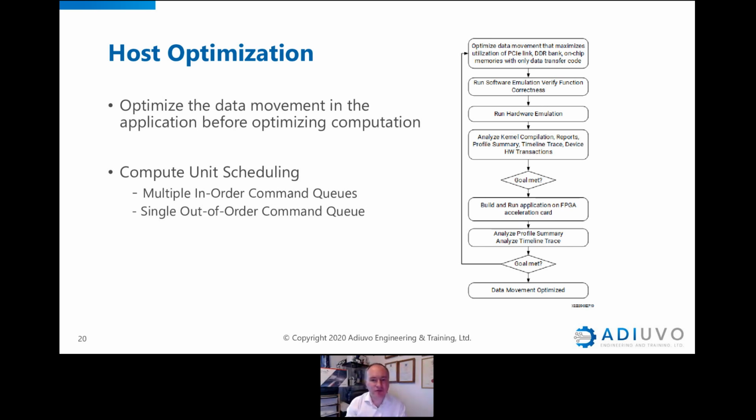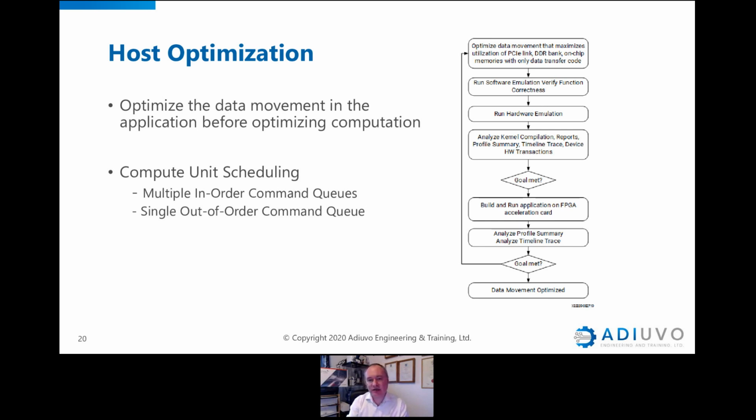Then we might run the software emulation that I was talking about, which allows us to verify the functional correctness of the design. Once we've done that, we can run our hardware emulation, and from that we can look at the analysis. I'm going to show you how you can look at the analysis tools in Vitis in Lab 1.